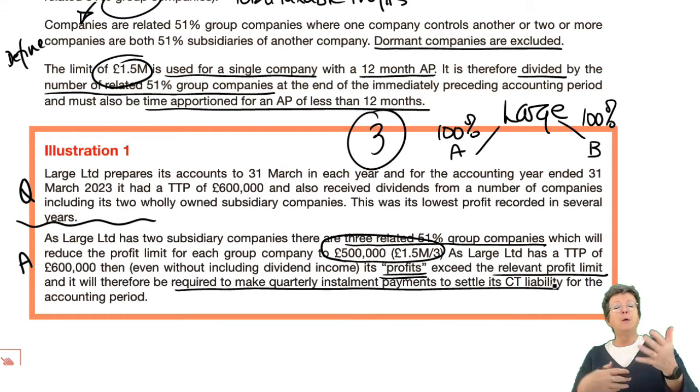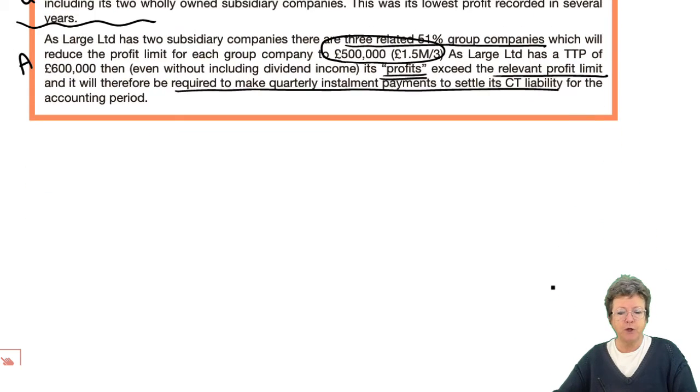So all this is about when do they pay their tax. Normally they pay 9 months and 1 day. If it's large, 1.5 million or more profits, then they pay by quarterly instalments, and then there's the extras, the bits on top, the buts to the rule. If there are more than one company, you have to divide that limit up, and then you pay by quarterly instalments if you're over the limit. Alternatively, if it's a short accounting period, then you will also have to prorate that 1.5 million.